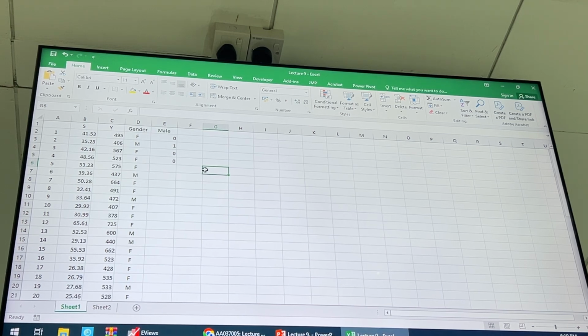But again, if we have a constant, then we cannot include all in the model. Alternatively, if you have data in Excel like this, you can use a function to create that variable. You can use the IF function. If this cell equals M, then it is equal to 1, if not equal to 0.